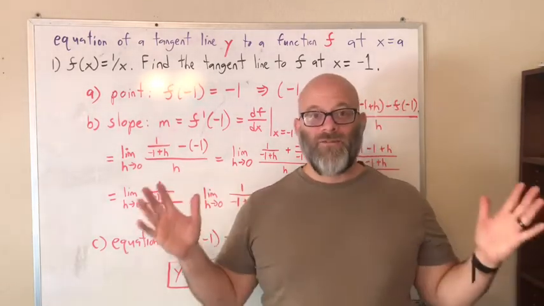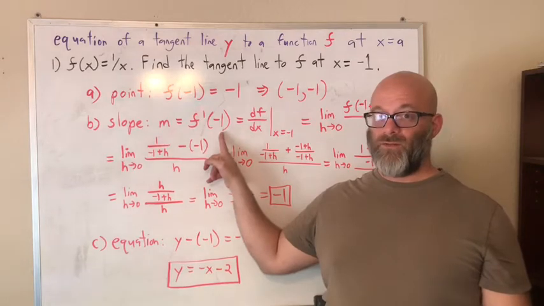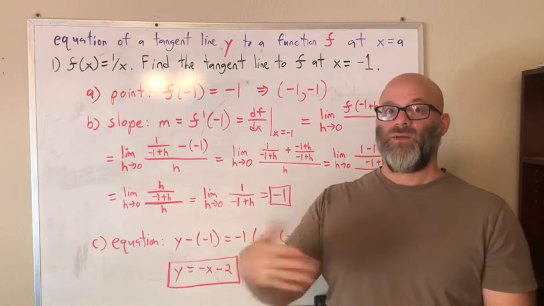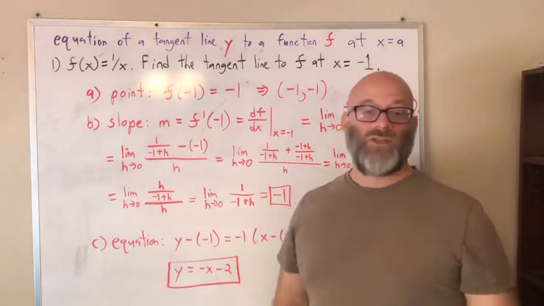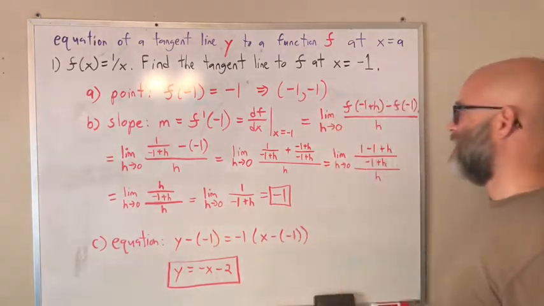Now, what is the graphical interpretation of the derivative of f at x equals -1? It means the slope of f at x equals -1. The instantaneous slope of f at x equals -1, which of course will be also the slope of the tangent function at that point, and the slope of the tangent function everywhere, because it's a constant linear function.